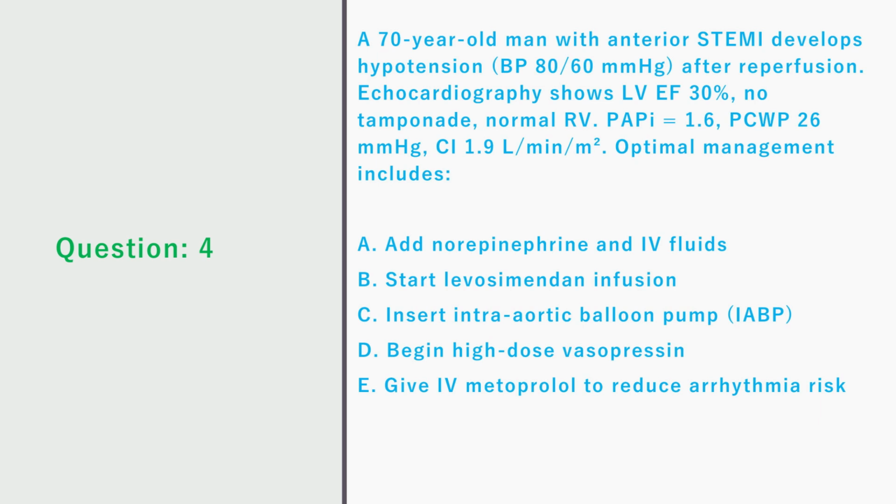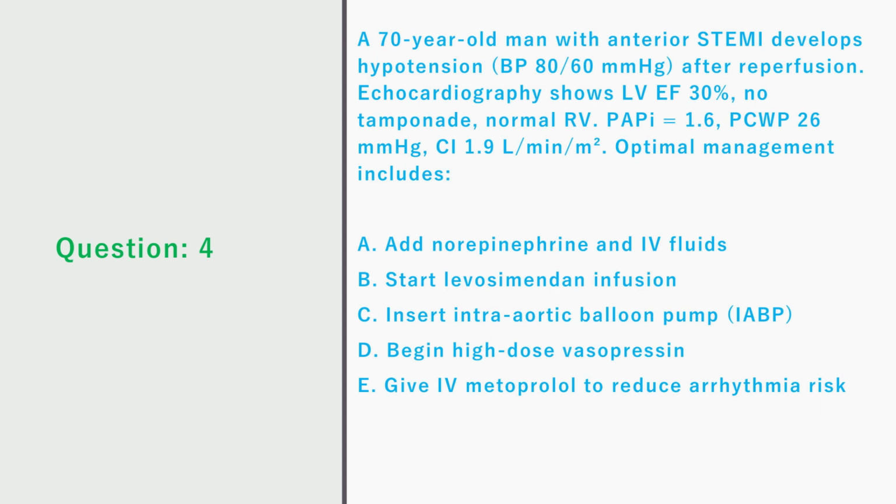Question 4. A 70-year-old man with anterior STEMI develops hypotension, BP 80/60 mmHg, after reperfusion. Echocardiography shows LVEF 30%, no tamponade, normal RV, PCWP 26 millimeters of mercury, cardiac index 1.9 liters per minute per square meter. Optimal management includes: A. Add norepinephrine and intravenous fluids.